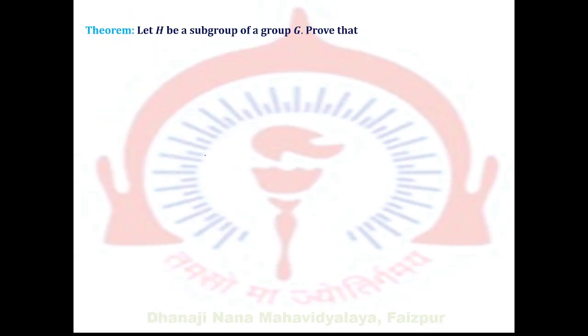Then we have next theorem. Let H be a subgroup of the given group G. Then we have to prove: A belongs to H if and only if HA is equal to H, and A belongs to H if and only if AH is equal to H. So this theorem is important. A belongs to H if and only if right coset HA is equal to H, and A belongs to H if and only if left coset AH is equal to H.